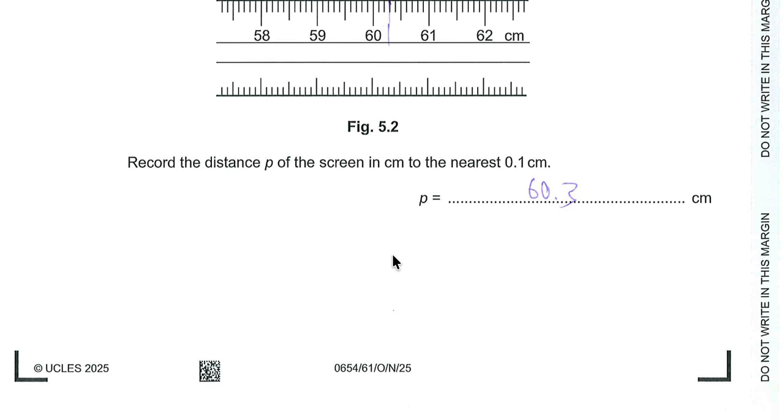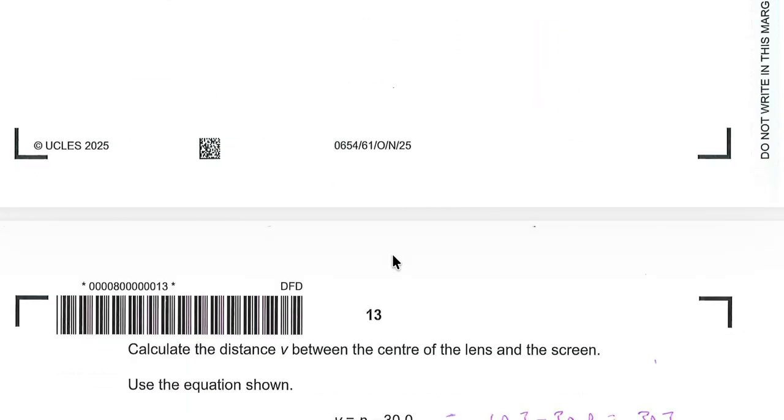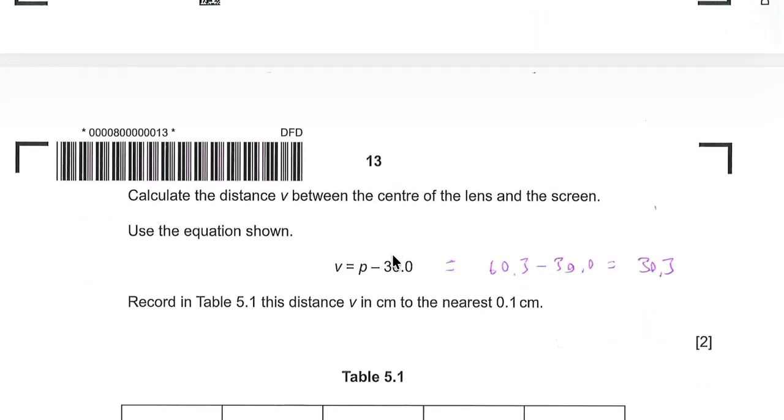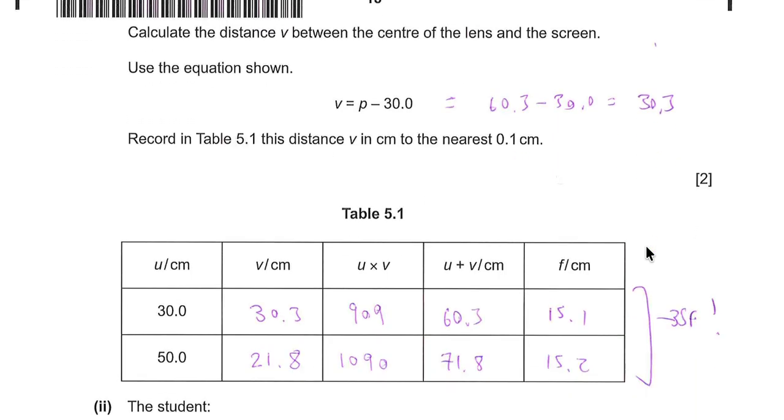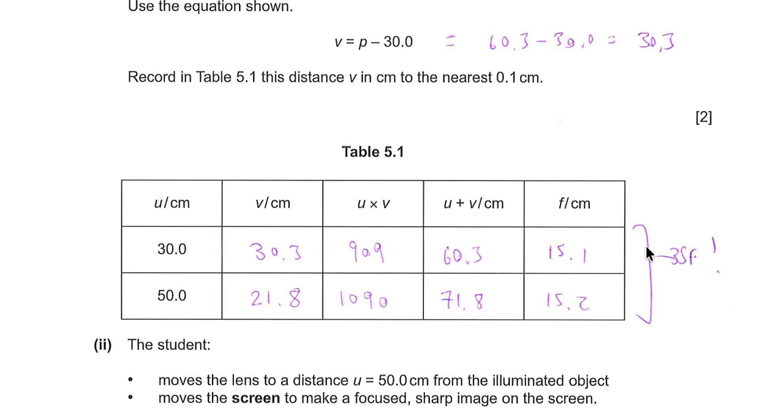Now, this question I did not like because it involves lots of calculations. So firstly, we're going to calculate the distance v, and they give you an equation, v equals p take away 30, so 30.3. We're then asked to record things in the table. I actually thought there was a lot of recording to do here. We're going to be jumping back and forth between this table and other sections of the paper just to make sure we've got our data in.